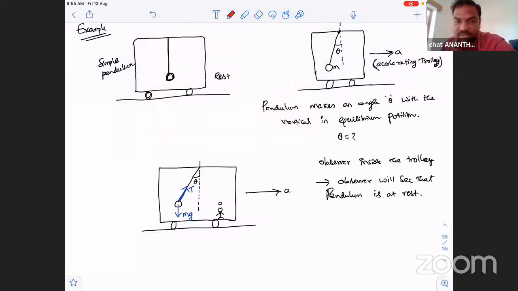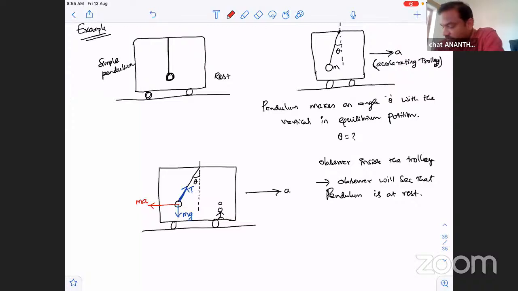What is the pseudo force direction? Opposite to acceleration, and the value is how much? m into a. Because of this pseudo force, the pendulum will go in the backward direction. Then how many forces are acting? 3 forces are acting.